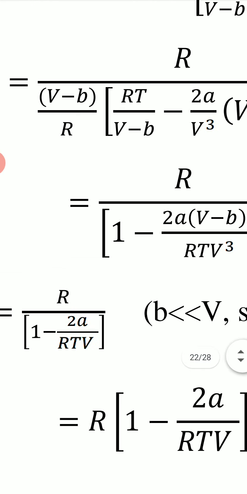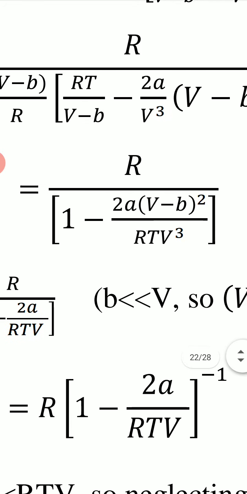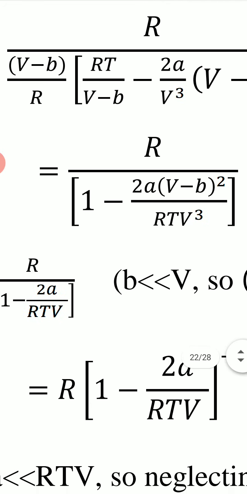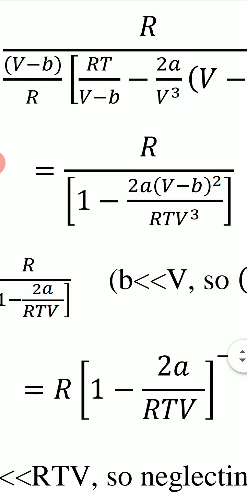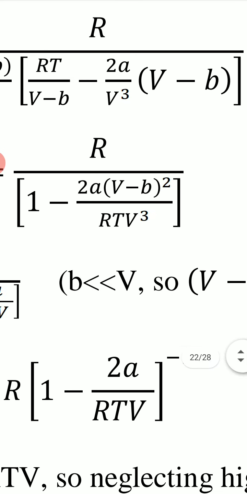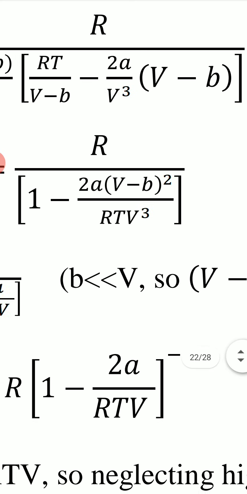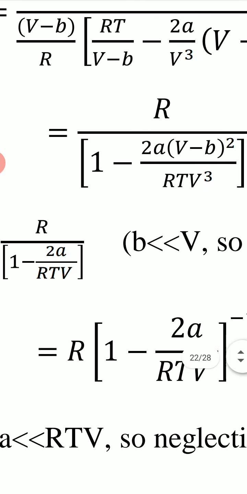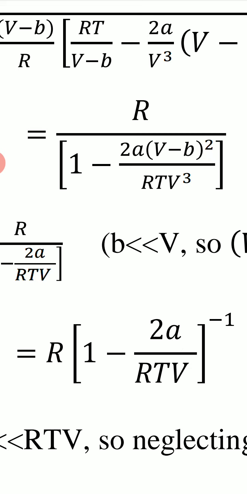Now multiply this by V minus B upon RT. Then the first term will cancel out and it will become 1, and the second term will become minus 2A upon RT V cube into V minus B square. Now since B is much less than V, A and P are constants and these are small quantities. B is small, so it is small in comparison to V. So B is much less than V.